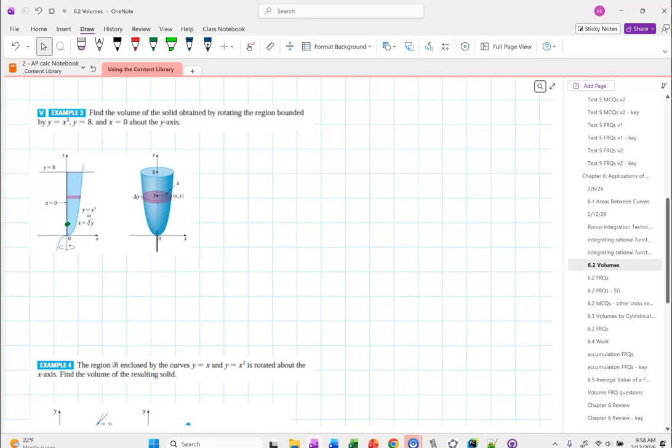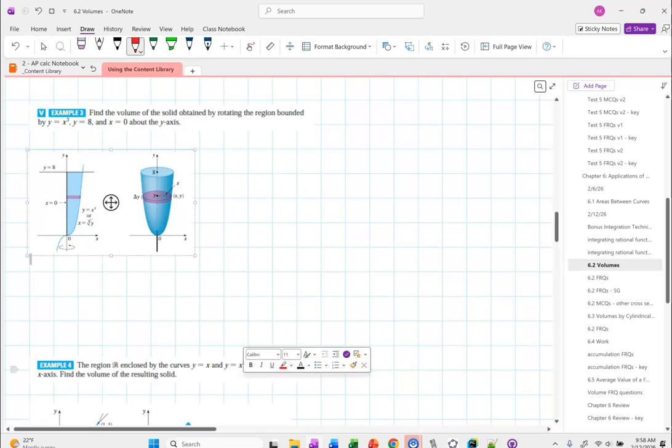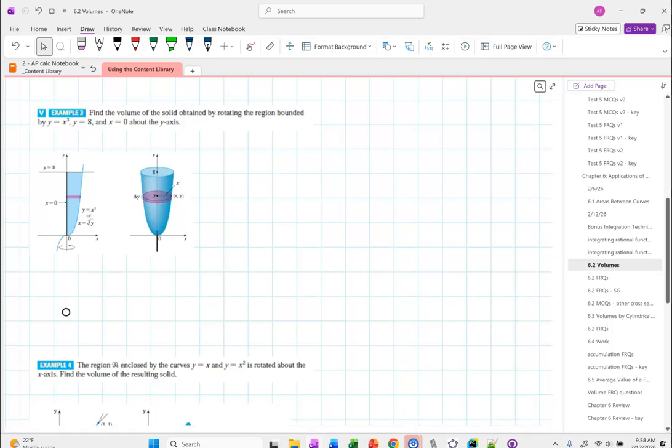All right, here it says, find the volume of the solid obtained by rotating the region bounded by y equals x cubed, y equals 8, and x equals 0, about the y-axis. So again, I've given us the graph, and I've gone ahead and extrapolated that into a three-dimensional shape. It kind of looks like the top of a wine glass or a champagne flute, right?